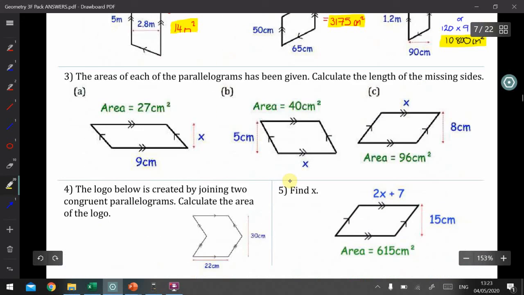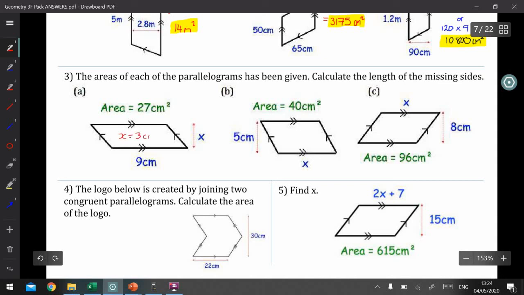Okay, number 3. So the areas of the parallelograms have been given on this question. We've got to work out the missing lengths. So this is just doing it in reverse. We know that these two things will multiply together to give us 27. So what does this have to be? Well, we could do 27 divided by 9, and therefore x must be equal to 3.